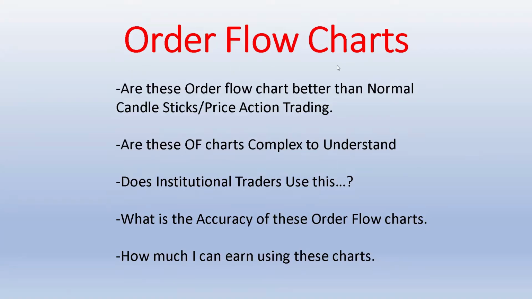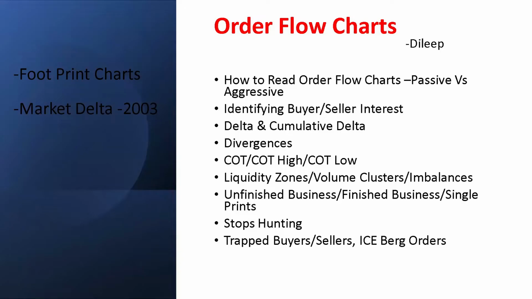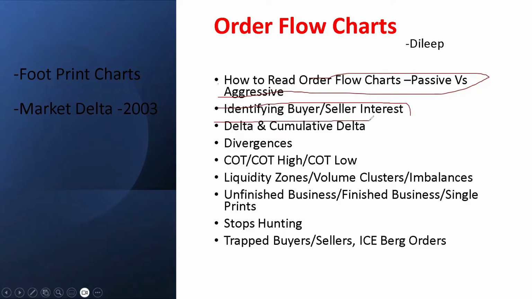Now we are going into topics. What are the topics we are going to discuss in this video? Almost everything. As far as I know about order flow, these are the things: how to read order flow charts, what passive and aggressive buying are, identifying buyer and seller interest, delta versus cumulative delta difference, divergences of delta and cumulative delta, caught high, caught low, liquidity zones, volume clusters, imbalances, unfinished business, finished business, single trade, and stop loss hunting, and how to identify them.